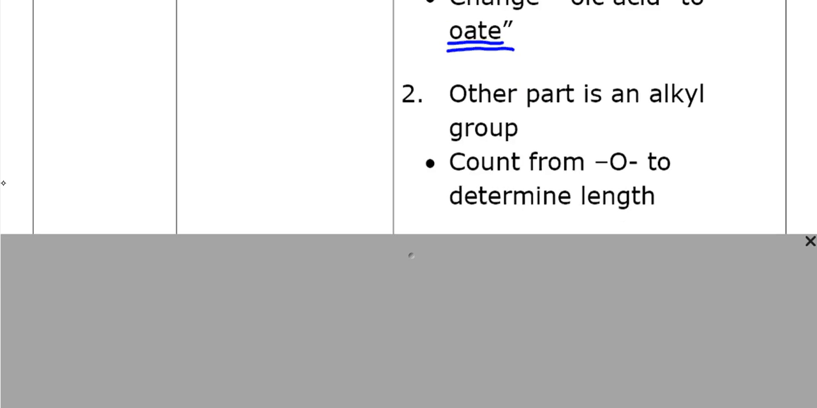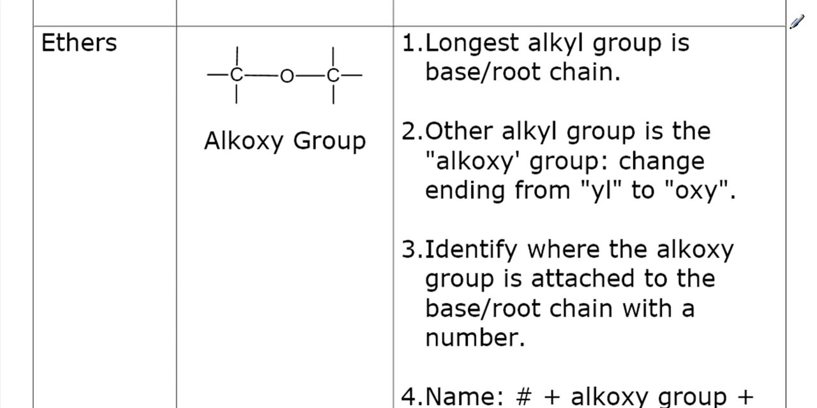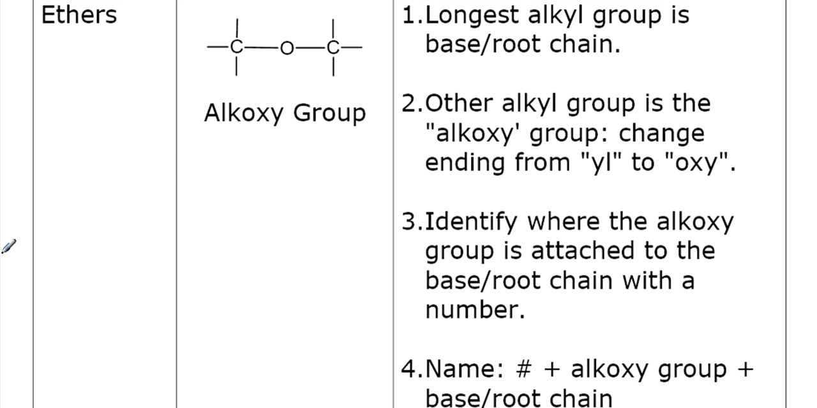Okay, next let's take a look at ethers. Ethers are probably the one that's different from most others. So how does it work? First, the functional group is called an alkoxy group. Alk for alkane, or like the hydrocarbon, so carbons and hydrogens, and oxy for oxygen.